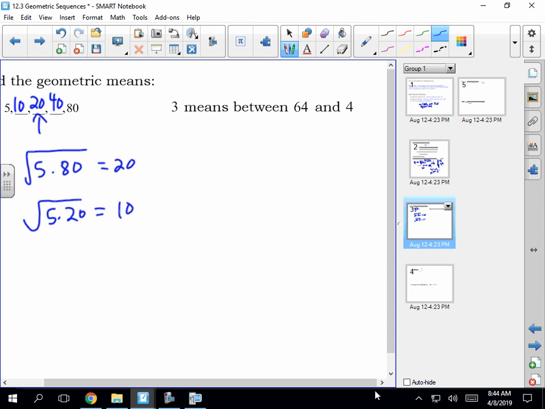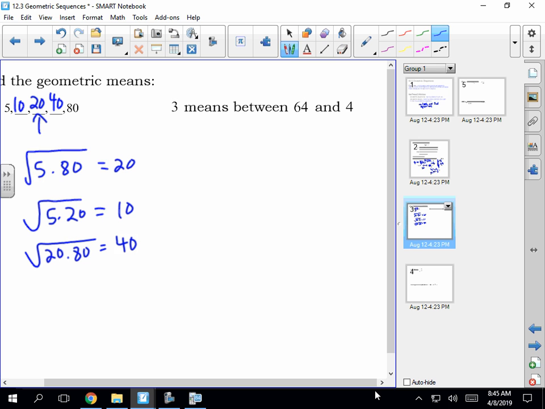So that works great if there's an odd number in between. You just take the two values you're trying to find the geometric mean between. What about 80? 20 times 80 is the last. 20 times 80 is 1600, and the square root of that is 40.